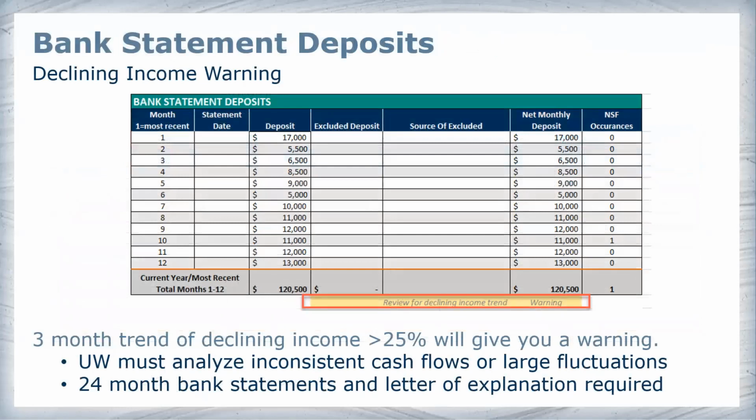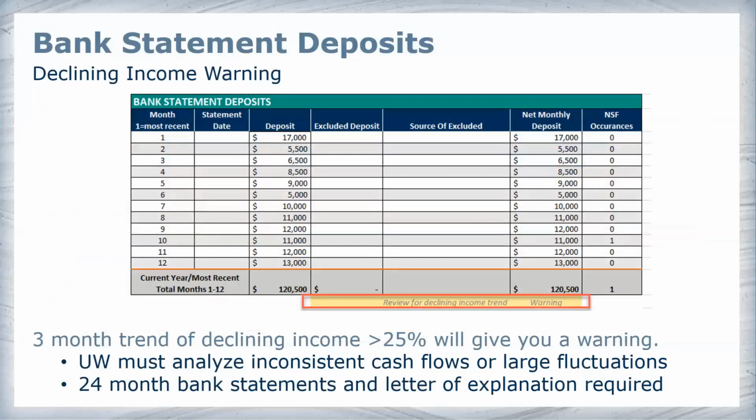Three months of trending declining income will give you a warning, and the underwriter must still review the file for declining income even if the warning does not appear. If the income is declining, then 24 months of bank statements is required, as well as a letter of explanation. So, maybe somebody was ill, or they started a new business, or they were out of the country, or they were serving, or whatever that is.